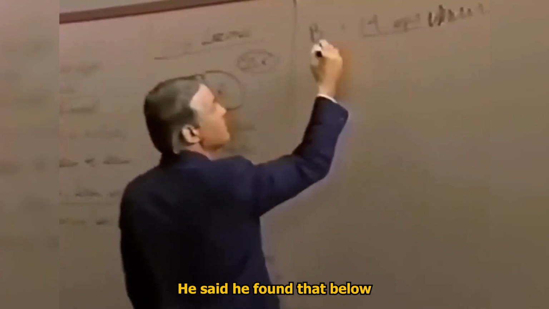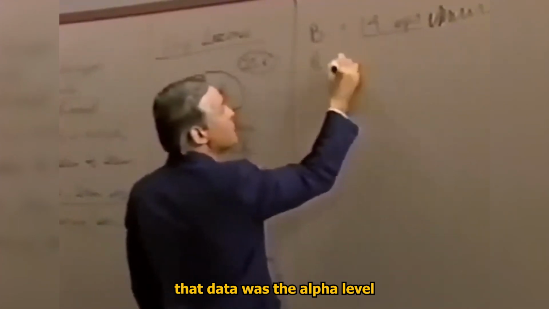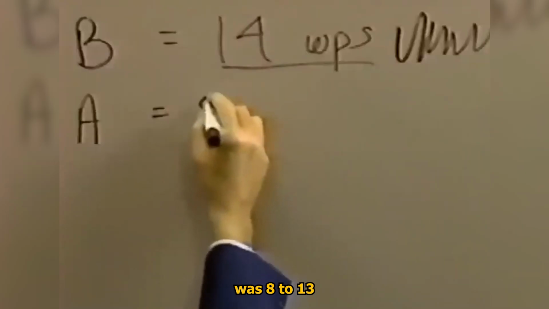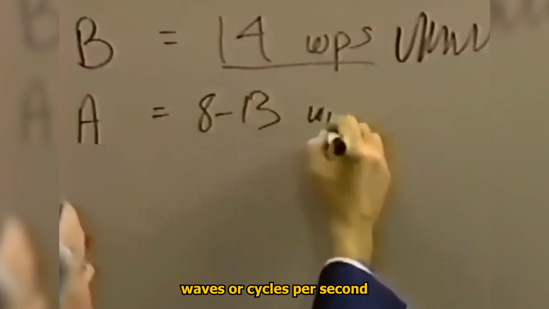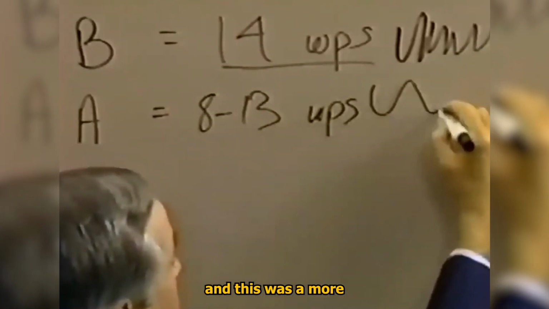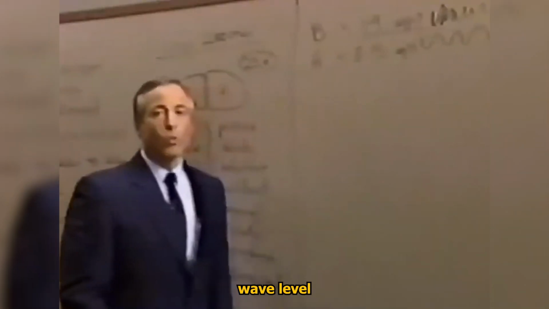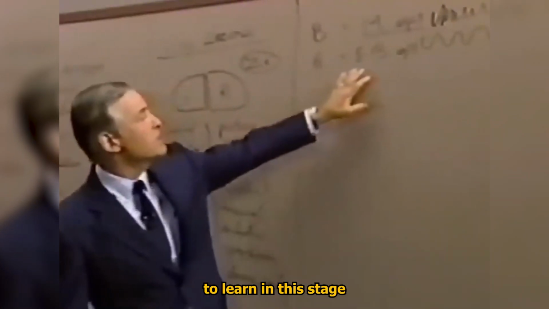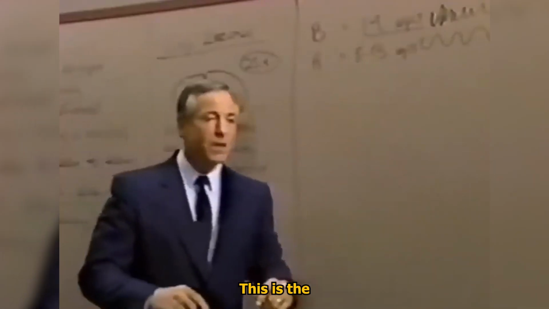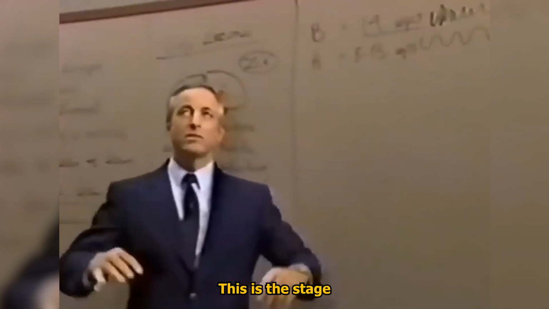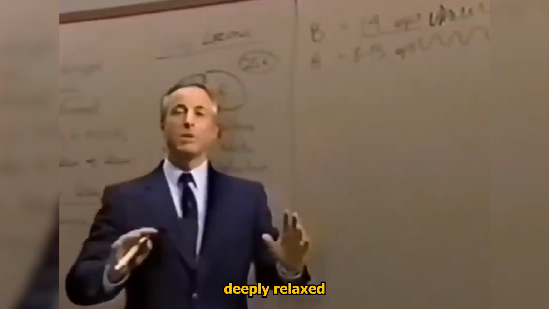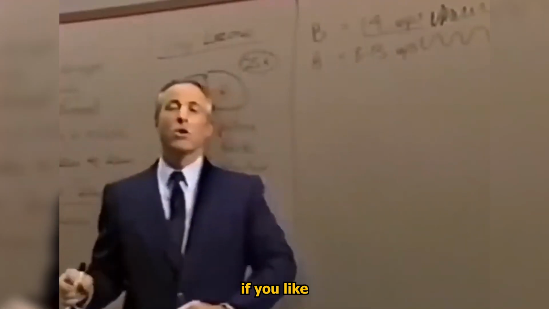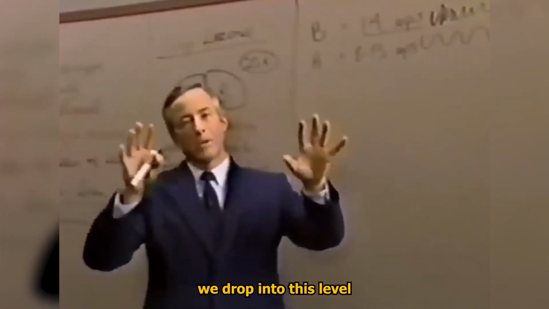He found that below beta was the alpha level. The alpha level was 8 to 13 waves or cycles per second. And this was a more, if you like, modulated wave level, and he found that we have a tendency to learn in this stage. This is the deep relaxation stage. This is the stage that we're in when we're sitting deeply relaxed, when we're daydreaming, if you like, or prior to going to sleep, we drop into this level.